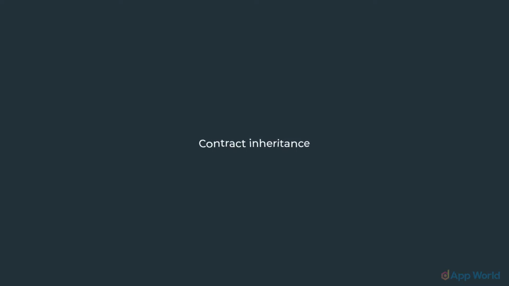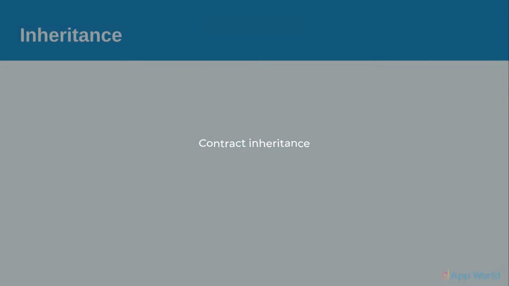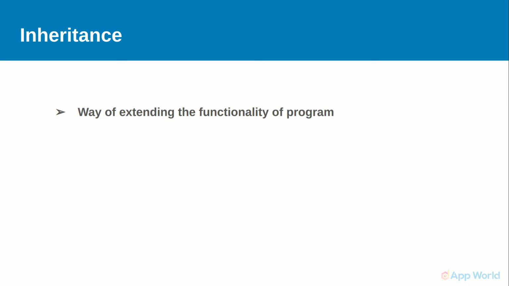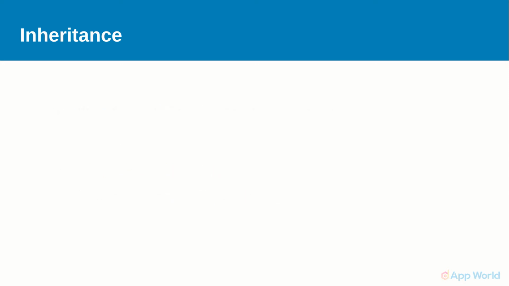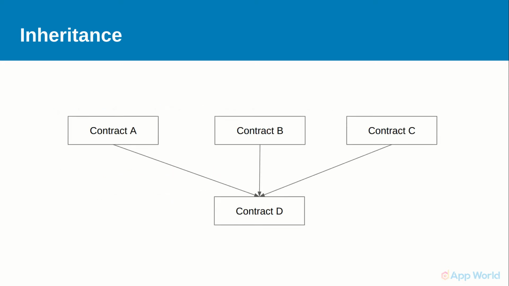Inheritance is one of the most important features of object-oriented programming languages. It is a way of extending the functionality of the program, used to separate the code, reduces the dependency and increases the reusability of the existing code. Solidity supports inheritance between smart contracts, where multiple contracts can be inherited into a single contract. We will see multiple examples of inheritance.